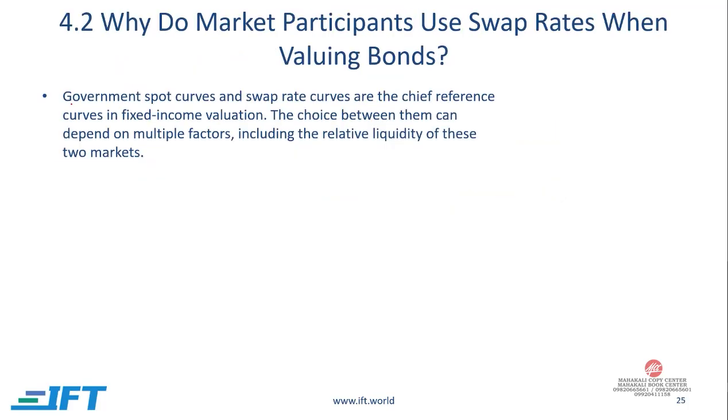Earlier, we've said that government spot curves are used to value fixed income securities. That is true, but in addition to government spot curves, swap rate curves are also used to value fixed income securities. So therefore, we can say that government spot curves and swap rate curves are the chief reference curves in fixed income valuation. The choice between them can depend on multiple factors, including relative liquidity of these two markets, and then there are other factors that we'll talk about. But a major one is relative liquidity.